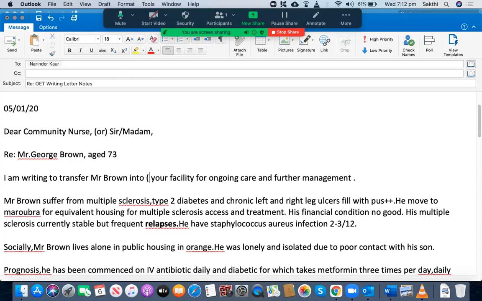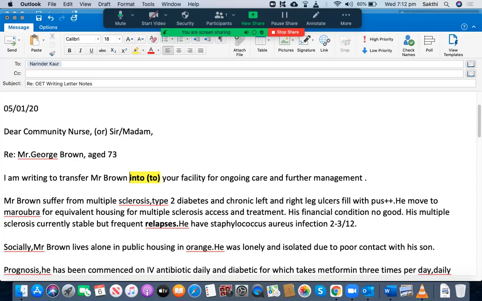Whenever you would like to transfer or refer, okay, if it is a center, for example, a facility, a healthcare center, a hospital, or an aged care, you can use only to. For example, I am writing to transfer Mr. Brown to your facility. All right, but if you need to write down the transfer letter or the referral letter or the discharge letter to someone, then you have to use into. For example, I'm writing to transfer Mr. Brown back into your care for ongoing and further management or ongoing management. Okay, so that's the best way to deal with. So in this case, this is a mistake.